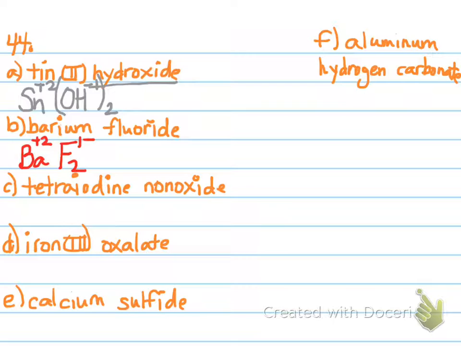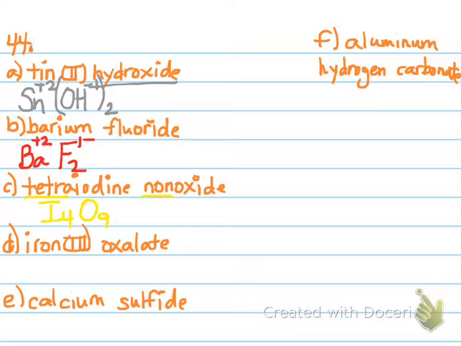Letter C, tetraiodine monoxide. I look up iodine, it's a nonmetal. I look up oxide, it's a nonmetal, so this is a molecular compound. Remember to write the formulas for molecular compounds, my prefixes become subscripts. I write the elements in the order they're given, so iodine is I. Tetra means it's a subscript of 4. Oxide is O. Monoxide means it's a subscript of 1. So I4O for that one.